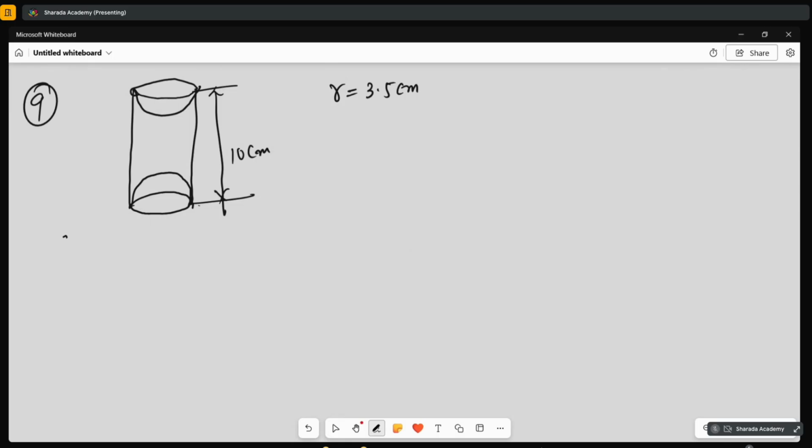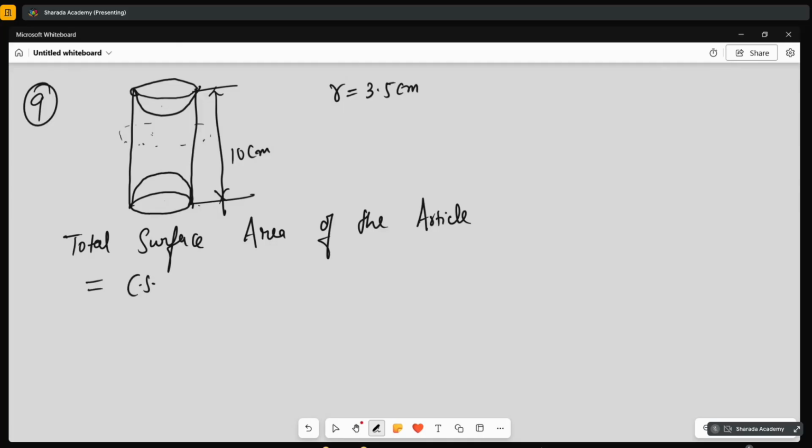So total surface area of the article here. Okay, so that is equal to what you will get. 2 hemispheres you have and a cylinder. That is cylinder outside area, it is curved surface area. That is CSA of the cylinder.